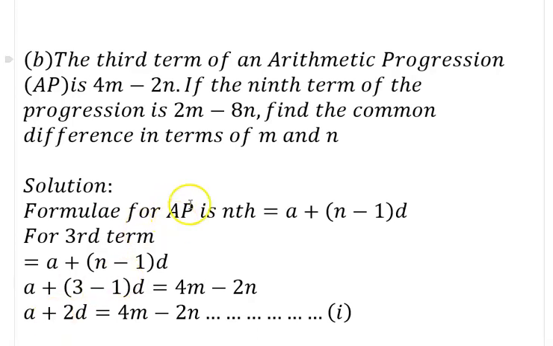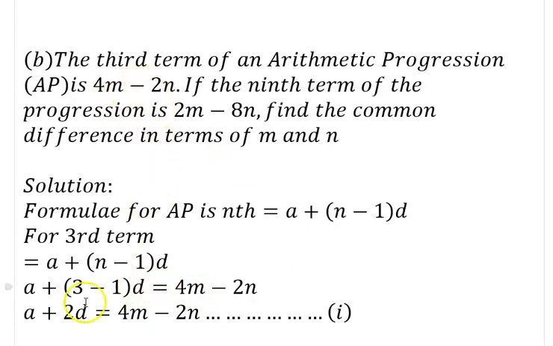So, we all know the formula for AP, arithmetic progression, which is a plus n minus 1 d. We have to look for d now. Now, look at it. The third term of an AP is 4m minus 2n. So, the third term, that's the n. So we just pick up our formula. A is the first term. The third term now, which is the n. Look at it. A, we don't know. The third term, which is 3 minus 1, we don't know d. They said the answer is 4m minus 2n. Look at it here.